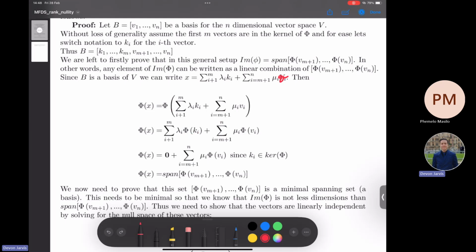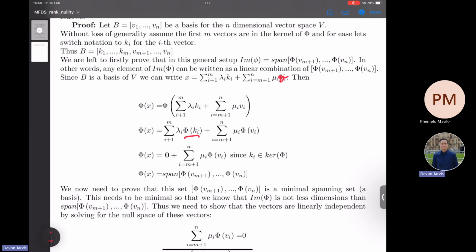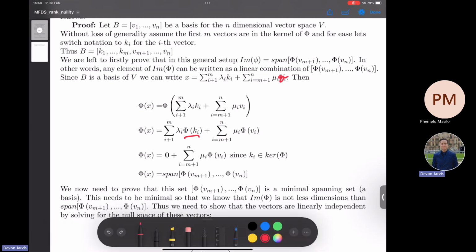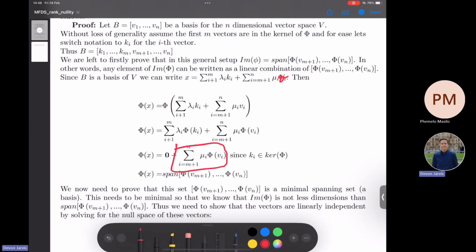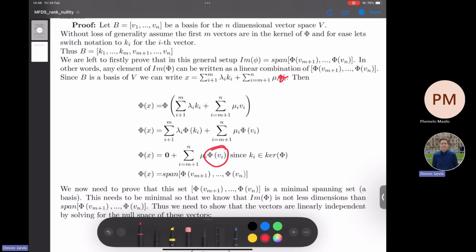Okay? What you'll notice is that these, by definition, by our original assumption up top here, the second line, those are our kernels. That's our kernel space. We know that that maps to 0. And so I'm just going to substitute in 0 there. Okay? What we're left with is the statement that after applying our mapping to X, it can be written as a linear combination of the mapping of our basis vectors that aren't in the kernel.